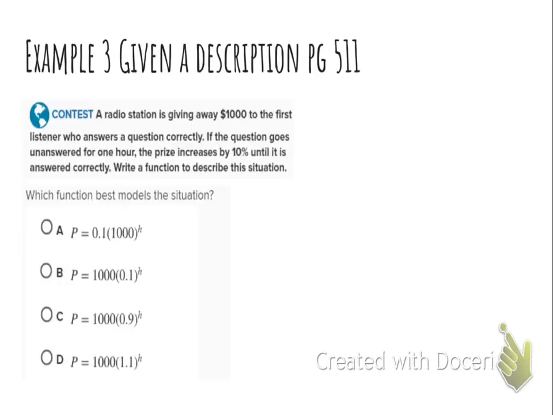So now for example 3, we're going to write an exponential function given a description. It says a radio station is giving away $1,000 to the first listener who answers a question correctly. If a question goes unanswered for 1 hour, the prize increases by 10% until it is answered correctly. Write a function to describe this situation. So our initial value, once again, is our a. It's starting the prize at $1,000.